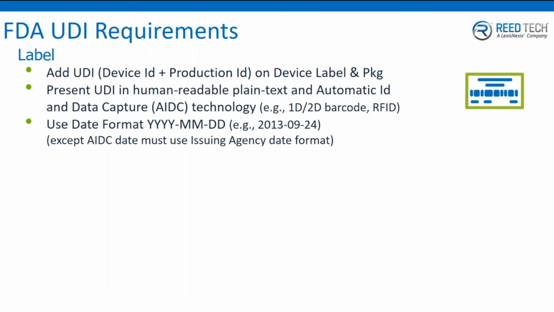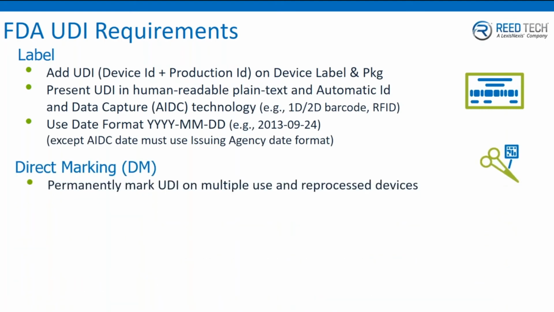that needs to be included on the label has to be expressed, the UDI information has to be expressed in human readable plain text and also in something called automatic ID data capture, AIDC. So that is usually implemented as a 1-dimensional or 2-dimensional barcode. There is a requirement there for the date format as well.